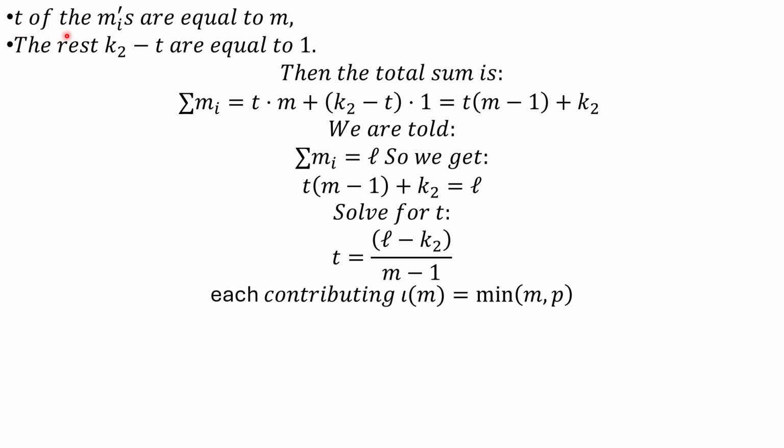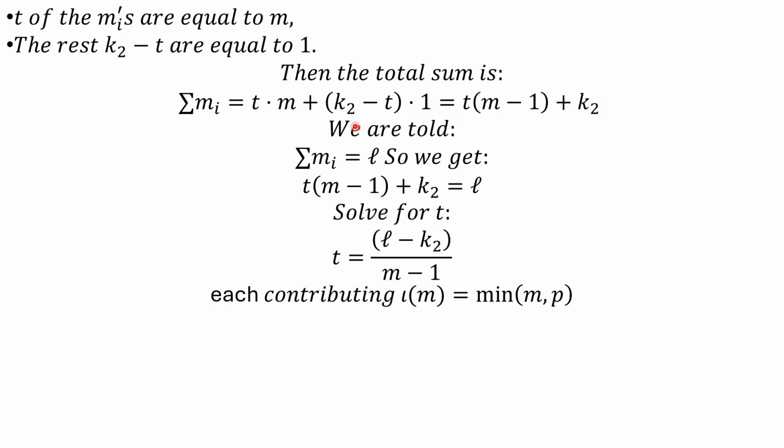T of the mi's are equal to m. The rest, k2 minus T, are equal to 1. This is what we are assuming. The total sum is, we go over the sum of mi. We have T multiplied by m, because we have T m's, plus k2 minus T multiplied by 1. That equals T multiplied by m minus 1 plus k2.